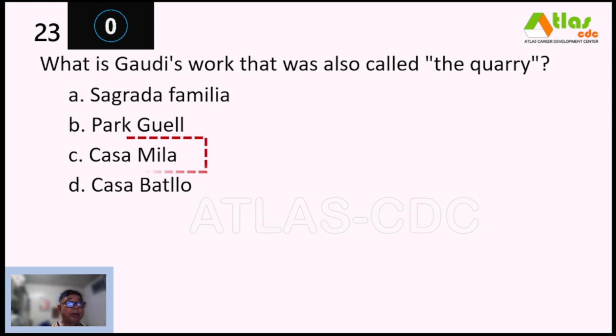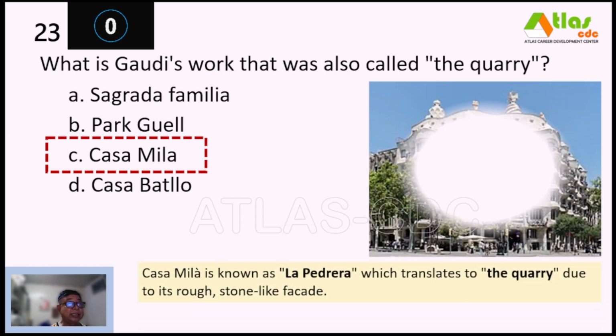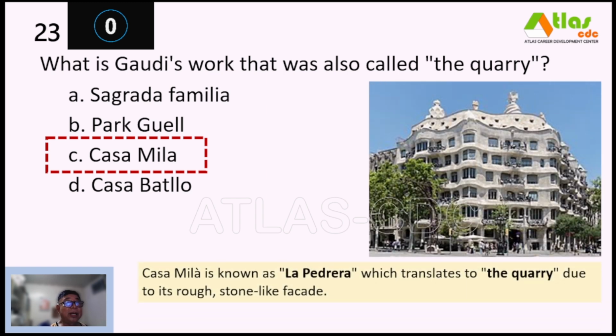And our correct answer is letter C, Casa Mila. So Casa Mila is known as La Pedrera, which translates to the quarry, due to its rough, stone-like facade.